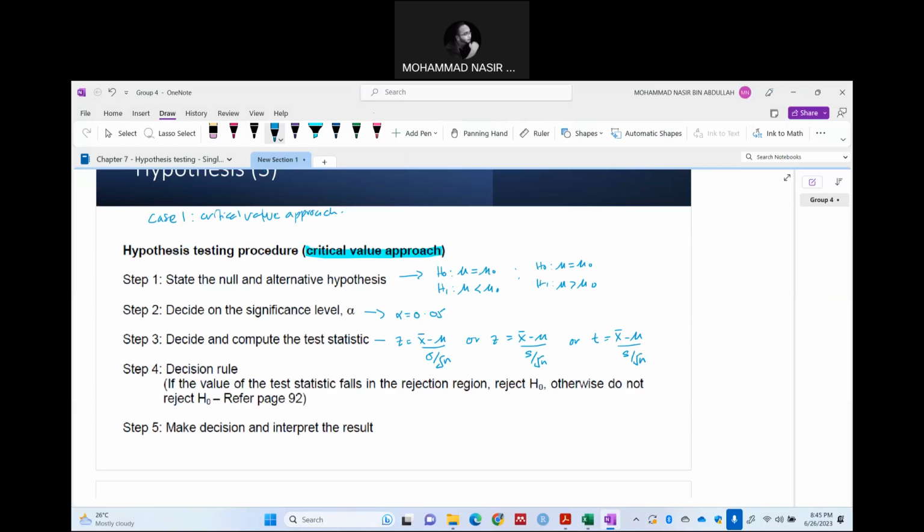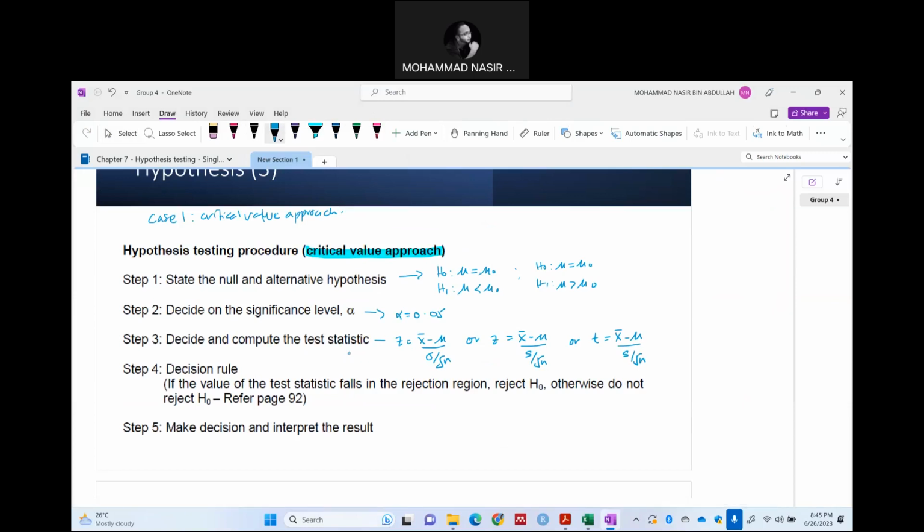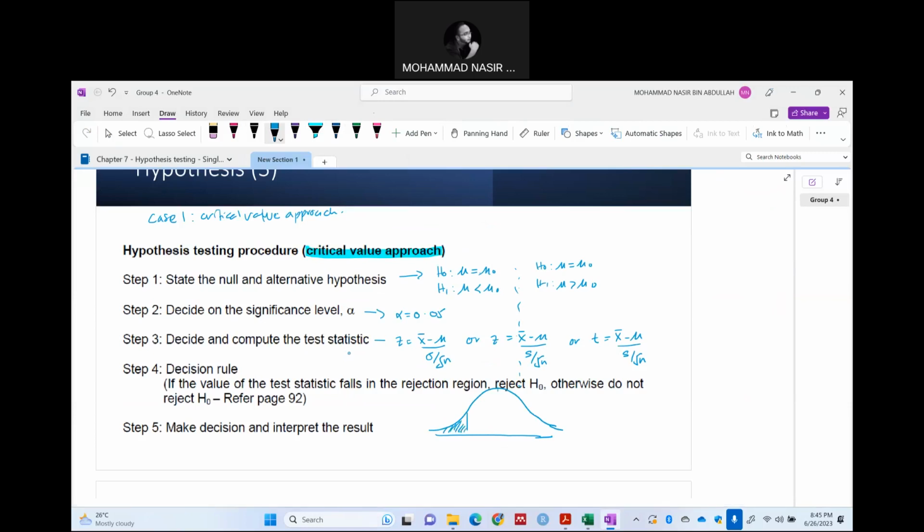Whether to reject or to accept the null hypothesis, we make a decision and interpret the result, based on the critical region. So we need to calculate the critical region. Let's say this is an example for a one tail test, less than. The area of rejection is on the left, this is the rejection area. Let's say this is Z alpha.